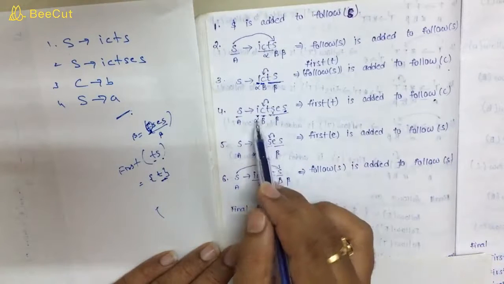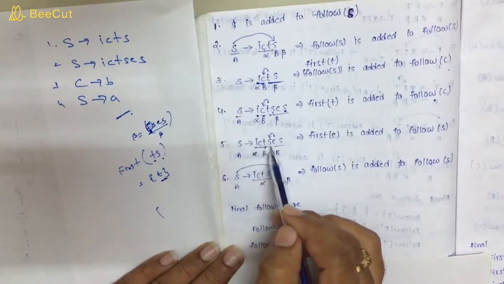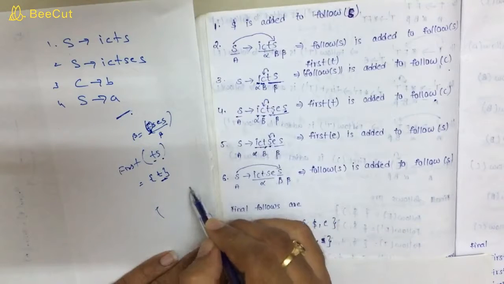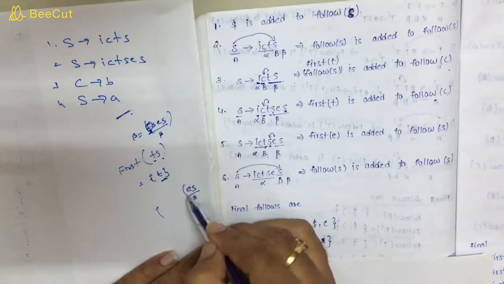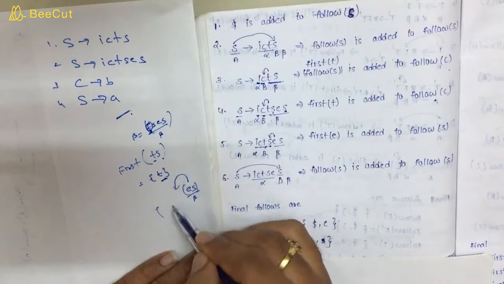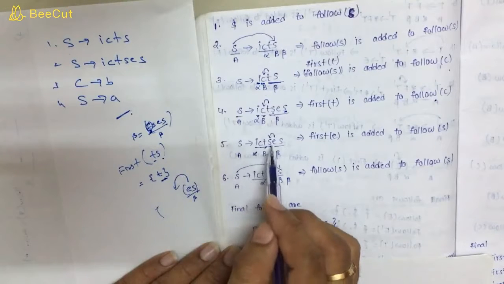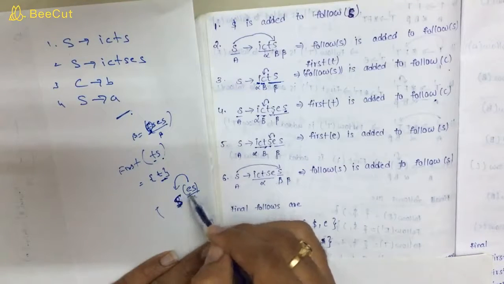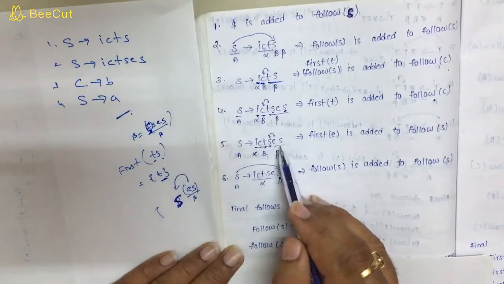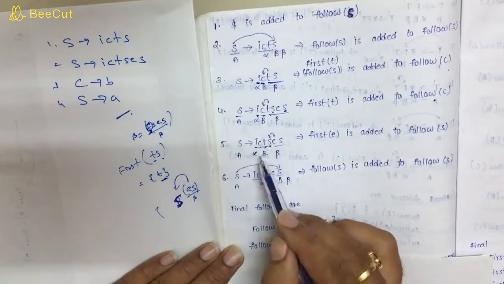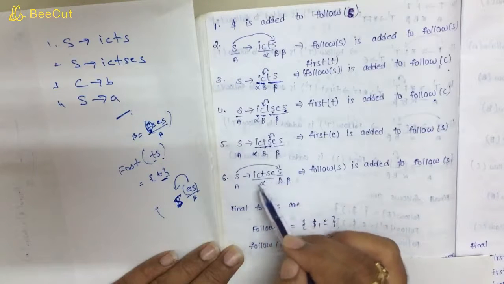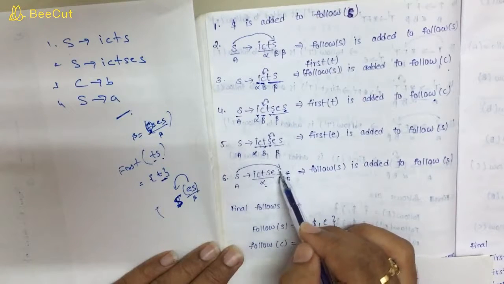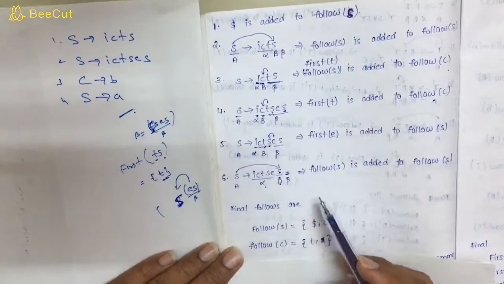Suppose we assume the entire ICT is alpha, B is S, and beta is ES. Beta is not an epsilon, so find the first of beta and add it to the follow of B. The follow of B here is S, so for the follow of S we add the first of ES. Then I treat the entire ICTSES as alpha, B is S, and beta is epsilon. If beta is epsilon, then the follow of S is added to S. These are the possible cases to write down the follow symbols.